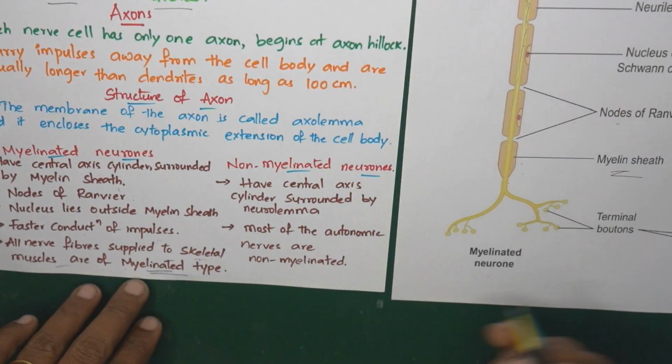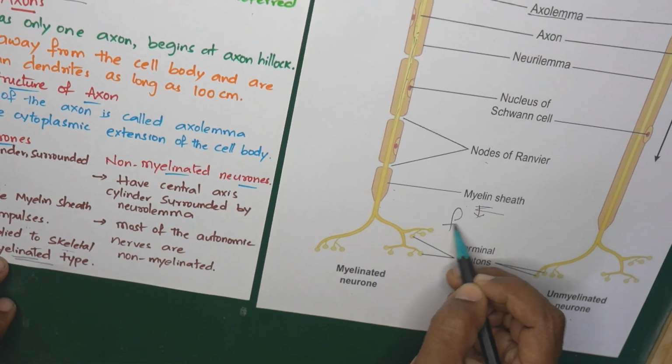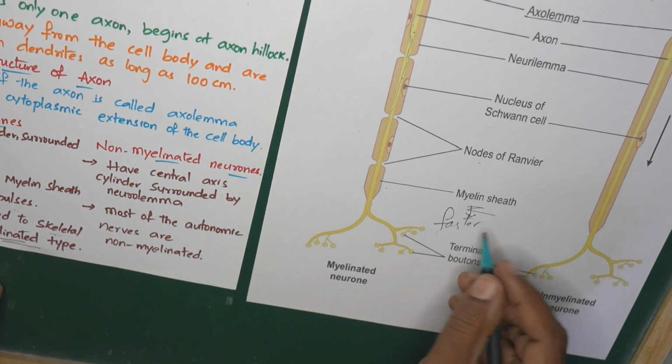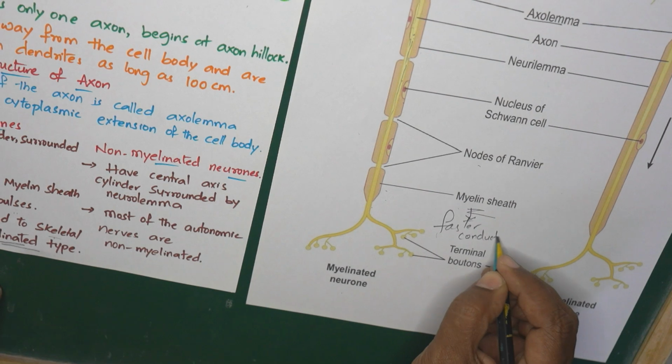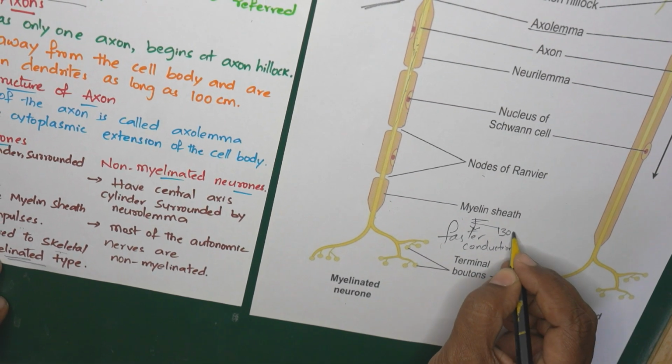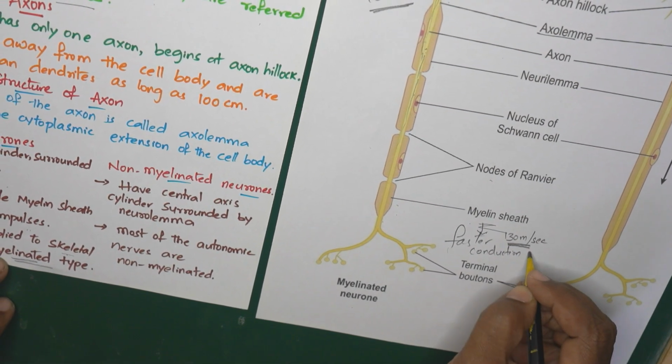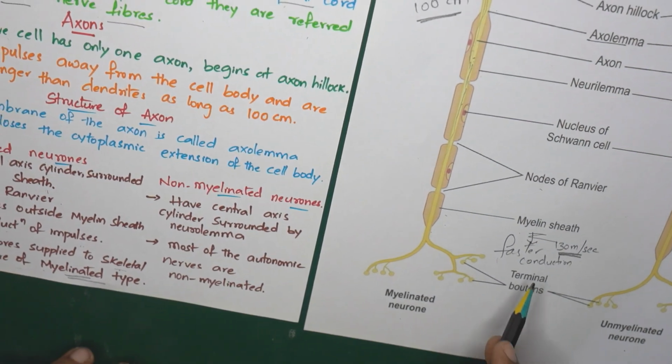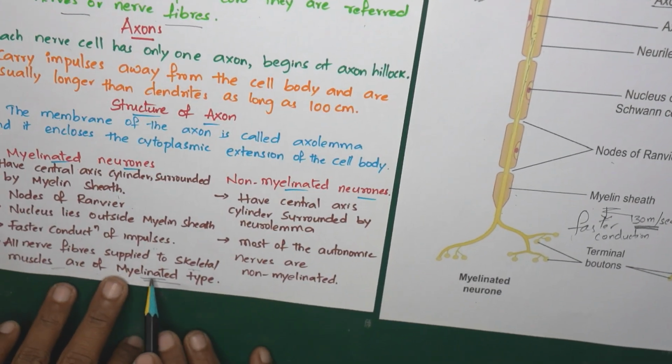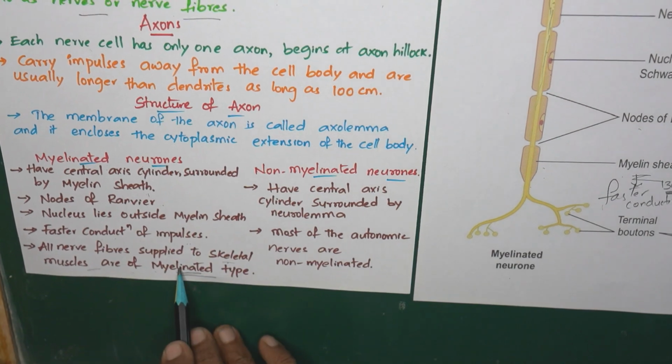This myelin sheath helps in the faster conduction, at a very fast rate, a maximum of 130 meters per second. Okay, that is the thing. And almost all the skeletal muscle fibers consist of myelinated neurons.